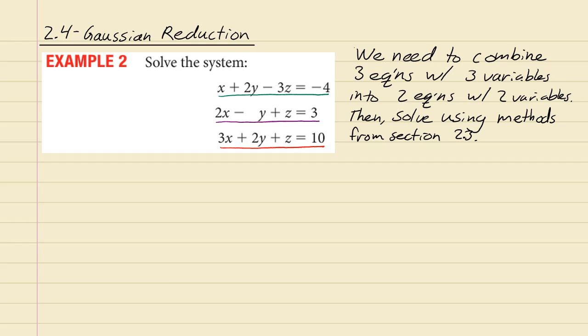the trick is we're going to do stuff to combine three equations with three variables into two equations with two variables. Then we can use the methods from section 2.3 to combine those two equations with two variables into one equation with one variable that you can then solve, and then do back substitution. Let's just go back to make sure that we understand that's what section 2.3 is about.